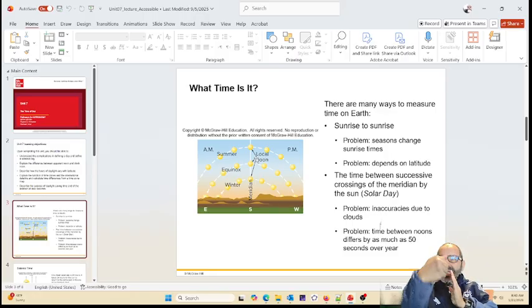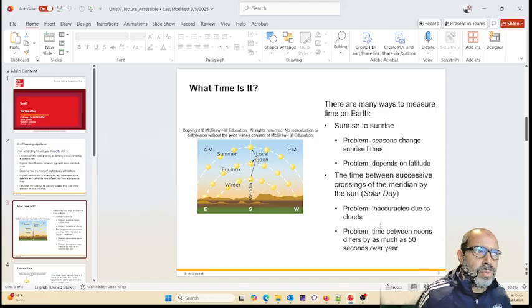If I wait for the next time this event happens, which is a day later, tomorrow around noon, that is by convention 24 hours. We agreed on that. We decided that from noon to the next noon, or from noon to the previous noon, is 24 hours. There are some problems with that.